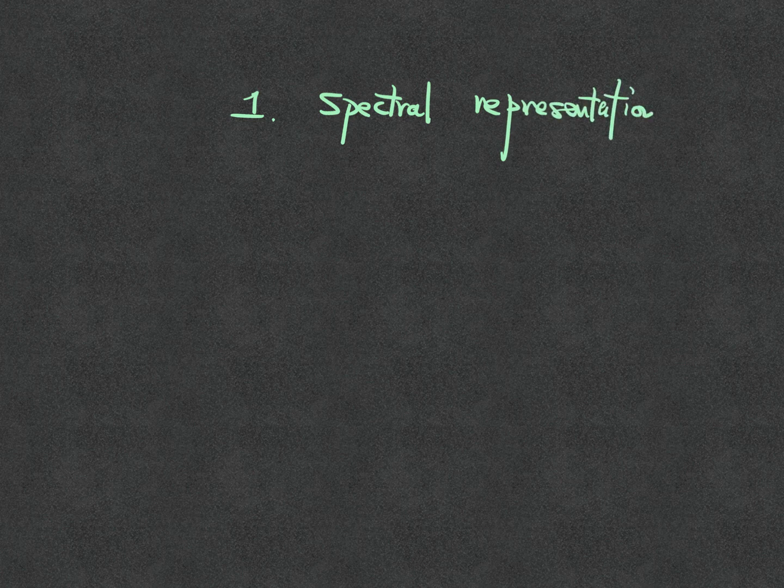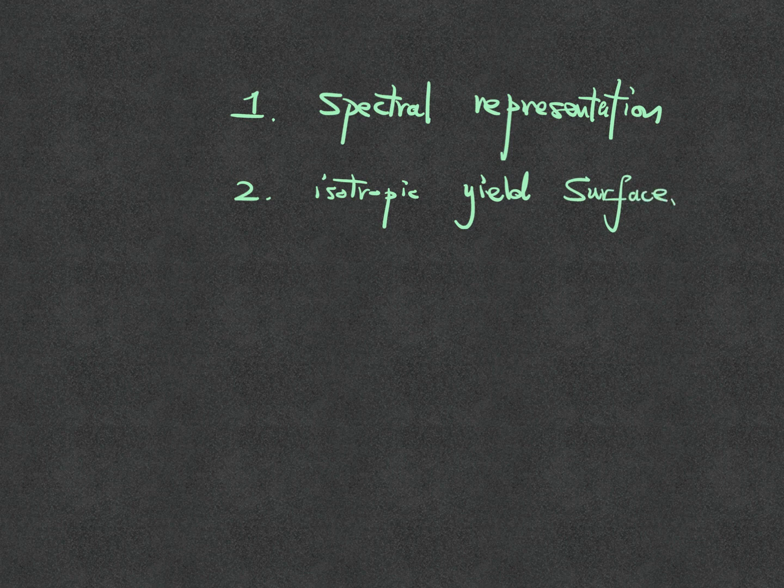Okay, so today we will talk about two things. One is the spectral representations. Another thing we want to talk about is the isotropic U surface. Okay, so these two items. Let me talk about the first item first, the spectral basis.